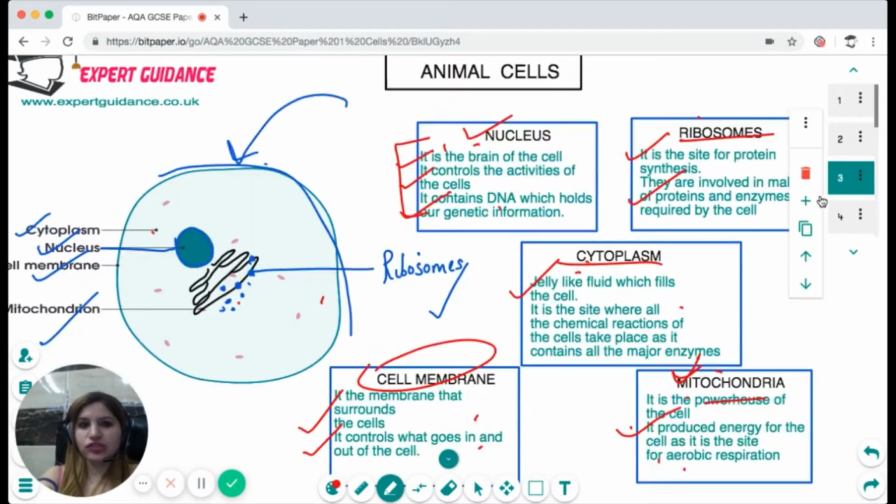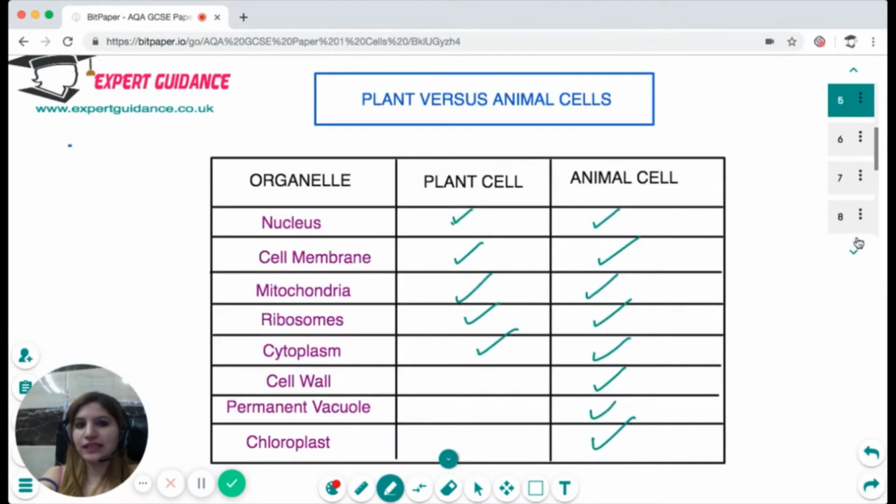Okay, so you should know the difference between an animal cell and a plant cell. This is a table that summarizes the differences and similarities. In the exam, they can ask you to give two similarities or two differences, so you should know both the similarities and differences in both of these cells. So both are eukaryotic.